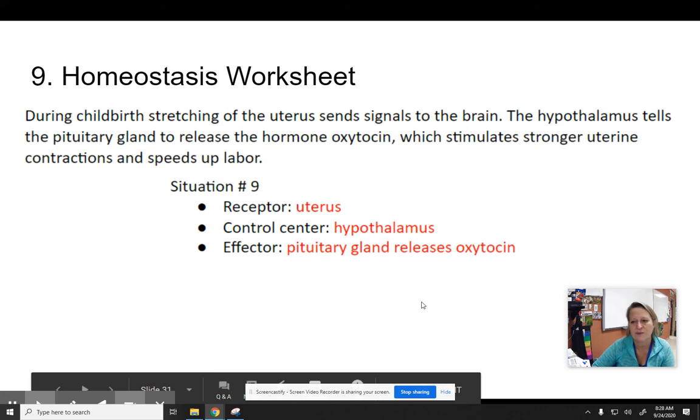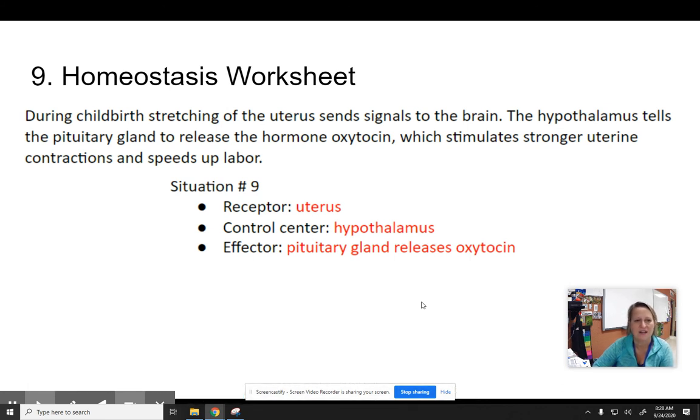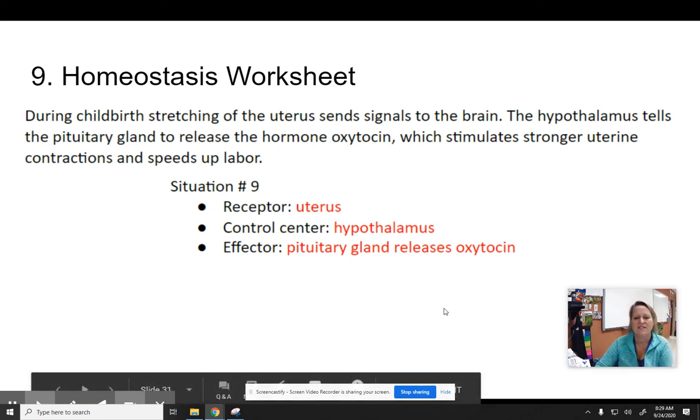During childbirth, this is the one that you always see for positive feedback. During childbirth, the stretching of the uterus sends signals to the brain, and the hypothalamus tells the pituitary gland to release the hormone oxytocin, which stimulates stronger uterine contractions and speeds up labor. So the stretching causes more stretching because stronger contractions are going to do that. So that's positive feedback. The receptor is the uterus. That's where the stretch receptors are.